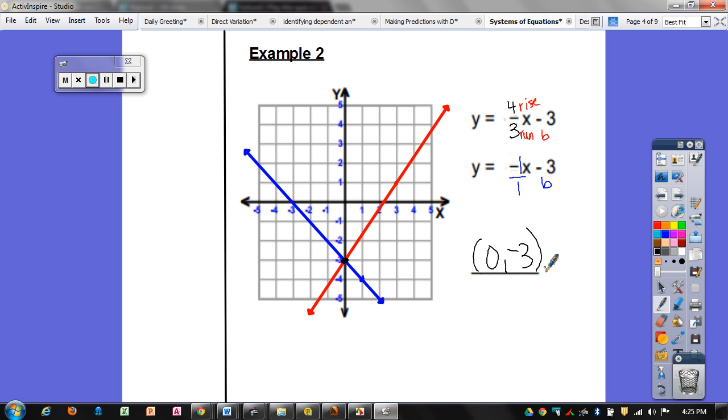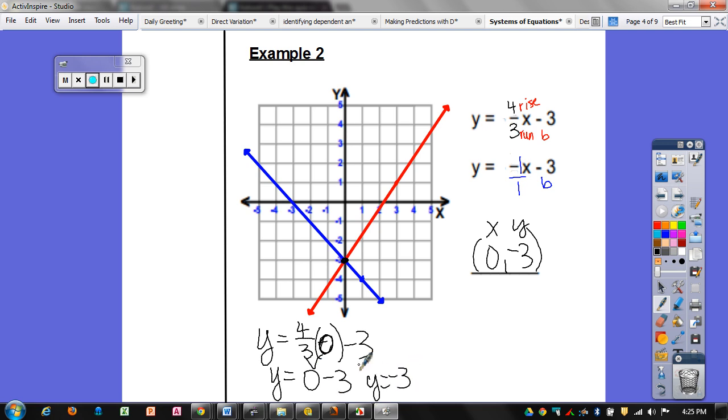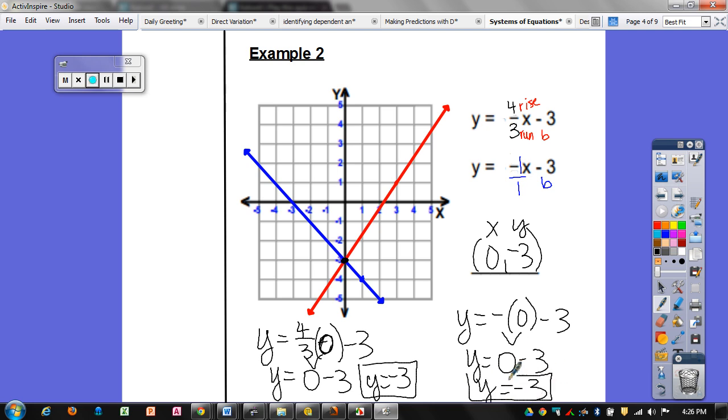I'm going to check my work by plugging in this 0 for x. Anything times 0 is 0. And then 0 minus 3 equals negative 3. So now I need to check this one. y equals negative 0 minus 3. Anything times 0 is 0. And 0 minus 3 is negative 3. So since these are the same, my answer is correct.